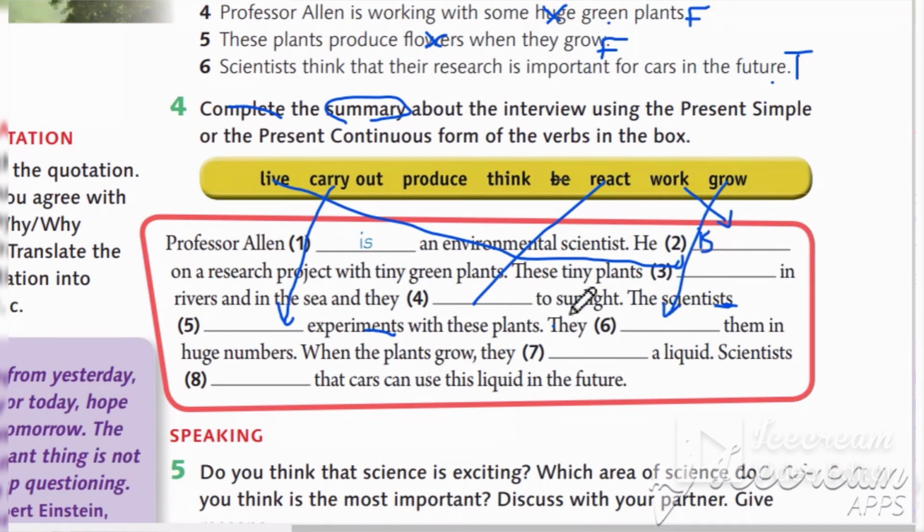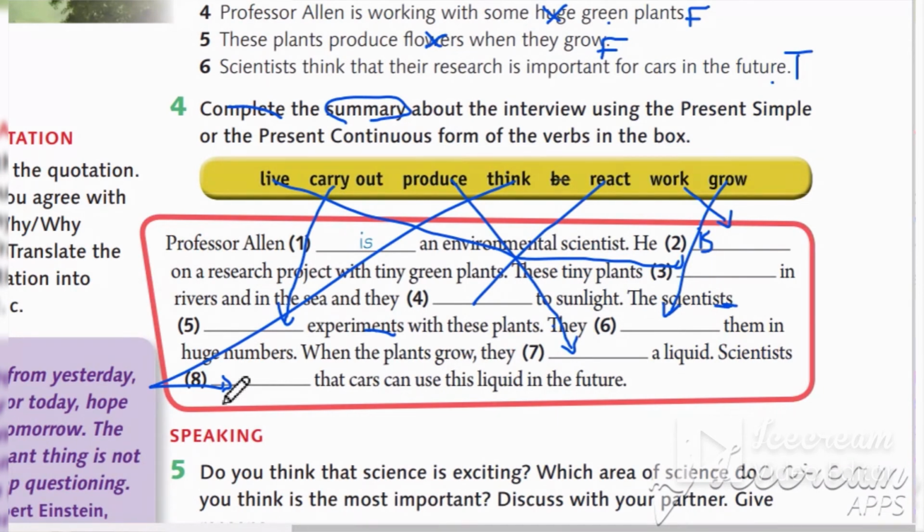Okay, let's continue. When the plants grow, they produce. Excellent. They produce, without ing. Okay. The last one: a liquid. Scientists think that cars can use this liquid in the future. What do we say for think? Number 8, think. Okay.